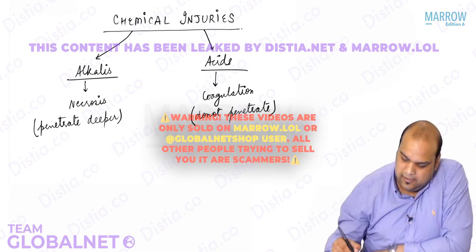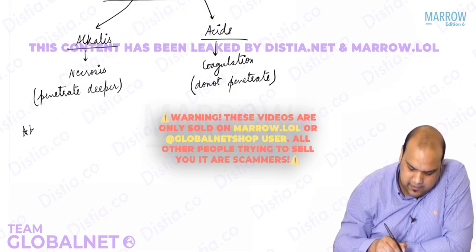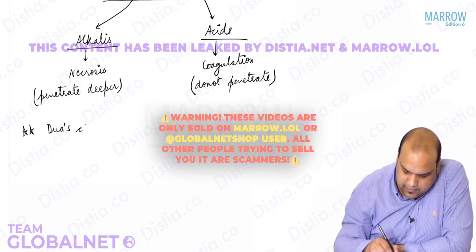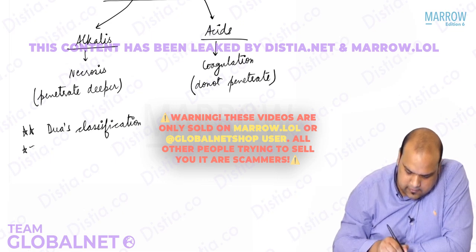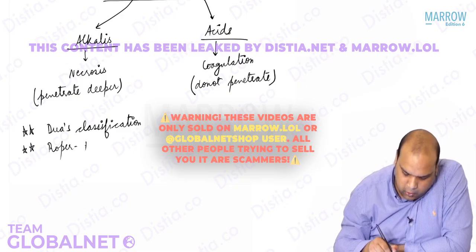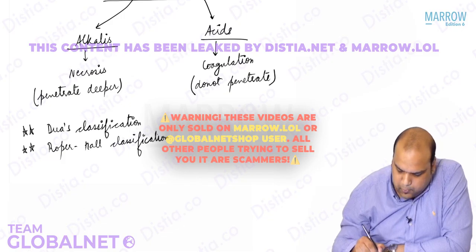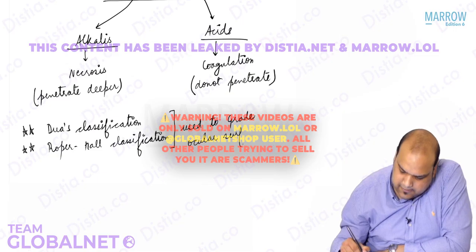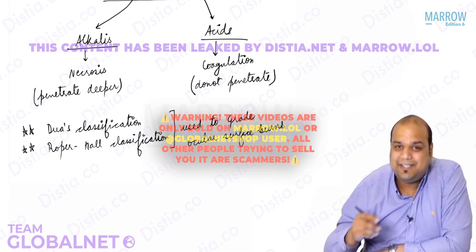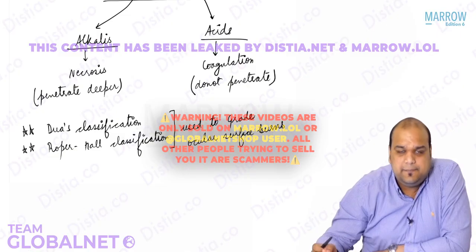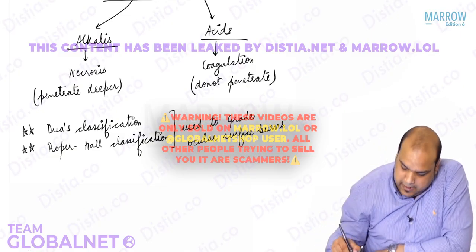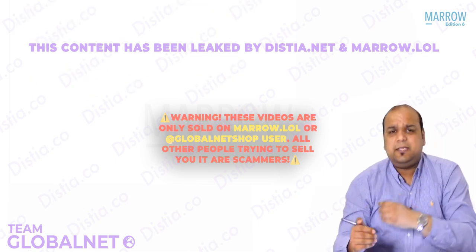Yes? Now, apart from this, please remember that Dua's classification and Roper Hall classification, both these classification systems are used to grade ocular surface burns. I'm not going into the grading scheme. I'm just mentioning the names, everybody, of the classification schemes. Okay, done? No confusion?